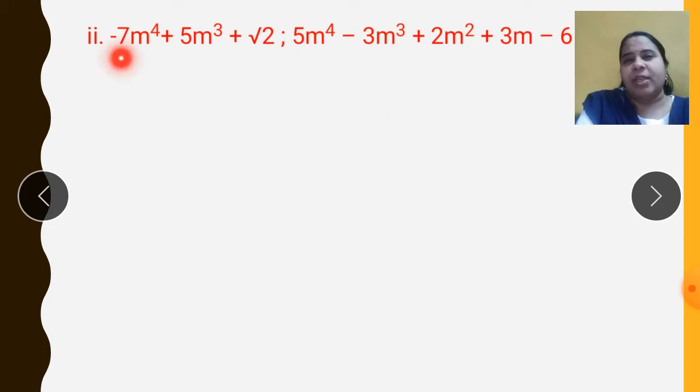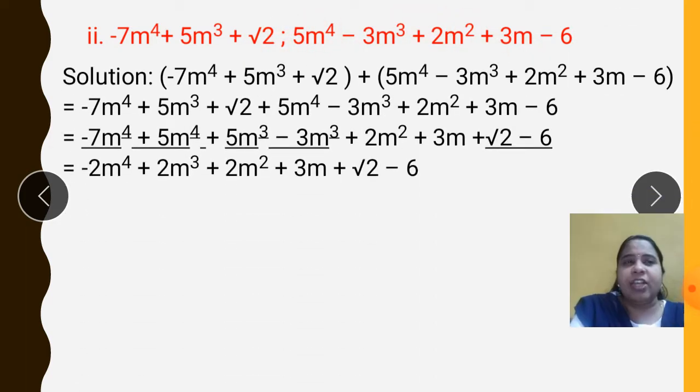As you can see, minus 7m raised to 4 and 5m raised to 4 are like terms. They should be added together. 5m cube minus 3m cube should be written together. Then there is no other like term. So this plus 3m will be as it is. Plus 2m square first, plus 3m and then plus root 2 and minus 6. Write it in descending order of the variable.